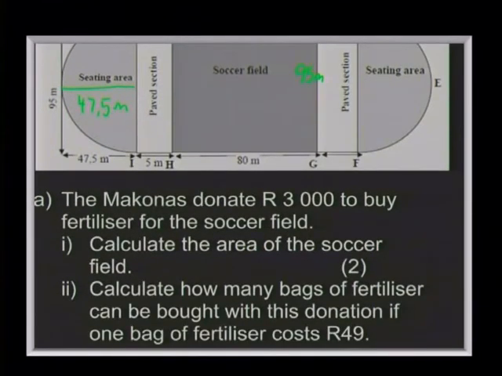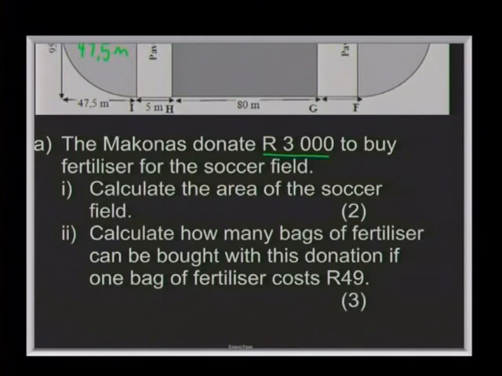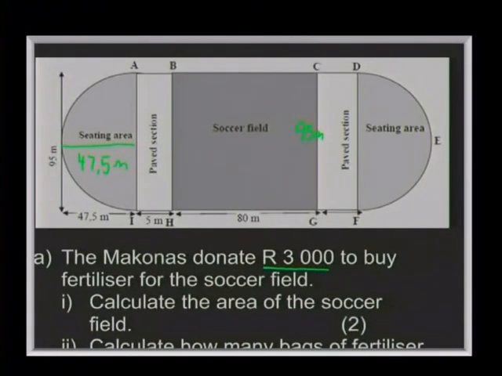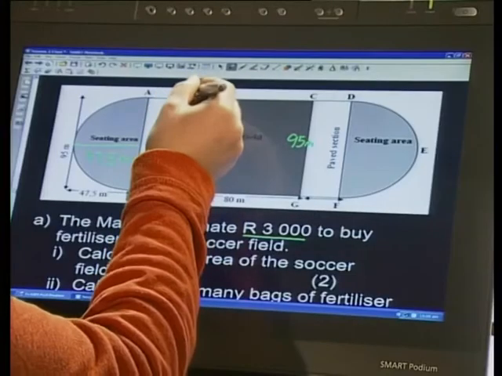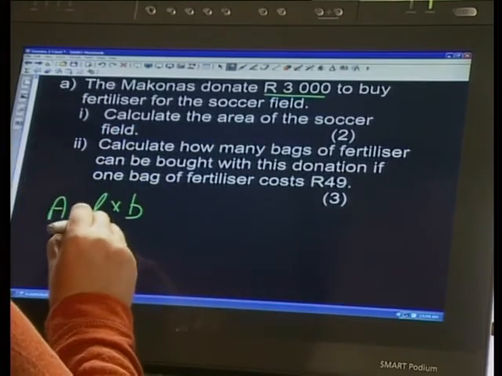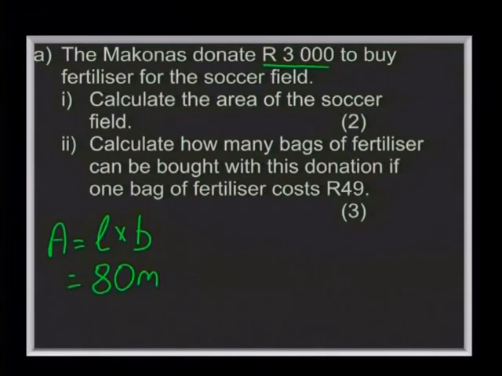So, part A says, the Micrornas donate 3,000 Rand to buy fertilizer for the soccer field. So I guess we're going to be dealing with fertilizer in the soccer field. First part of the question says, calculate the area of the soccer field. So, let's do that first. The area is our length times breadth. Going back to our diagram, the length of the soccer field was 80 meters and the breadth was 95 meters. So we can substitute in those values, 80 meters times 95 meters.